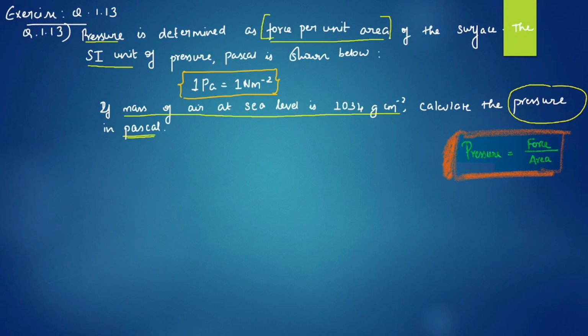So you should be aware of the pressure formula. It is nothing but force per unit area, that is pressure is equal to force by area. Let's write the expression. Pressure is equal to force by area. Force can also be written as weight, that is mg, mass into acceleration due to gravity. So it is equal to mg, mass into acceleration due to gravity, divided by area.